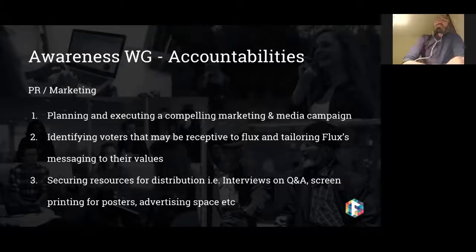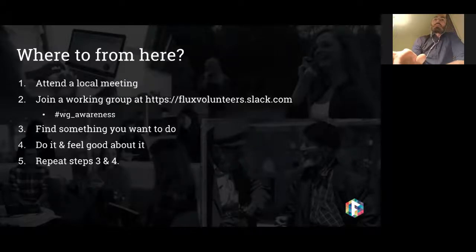So, are there any questions about any of those roles so far? If there are any, we can save them for the end. So that's basically it as far as we can see.